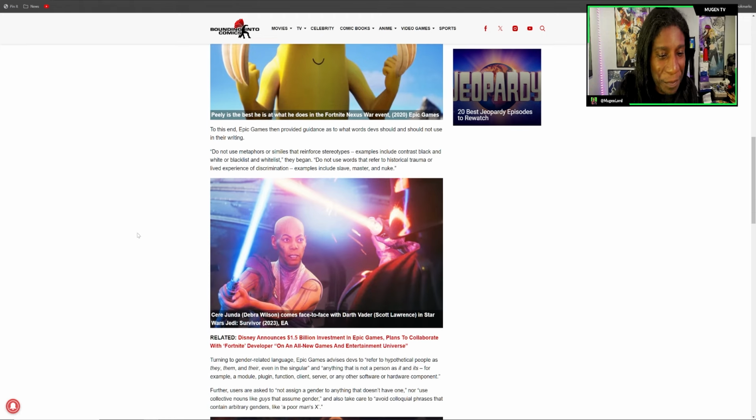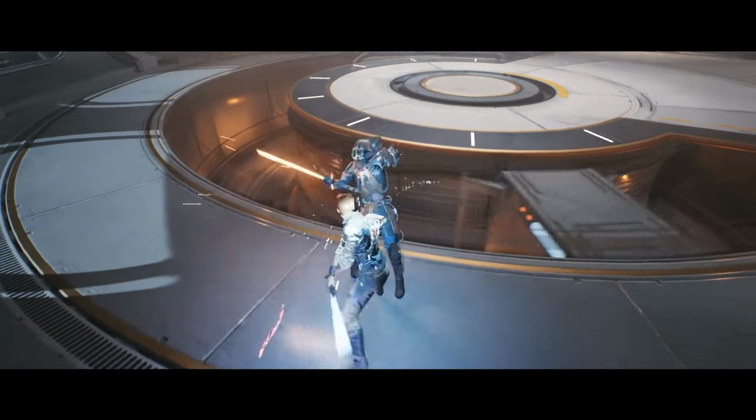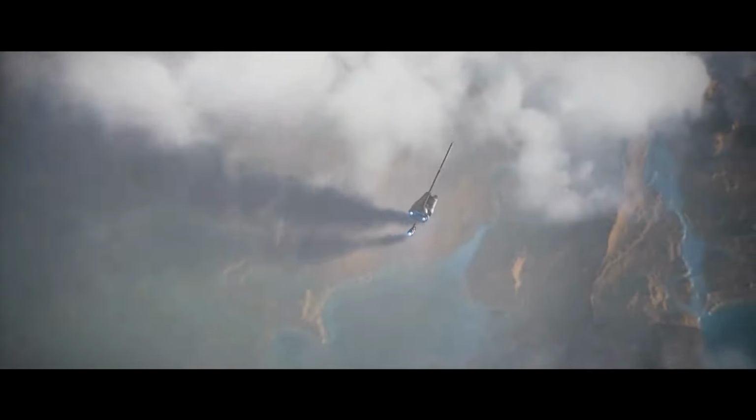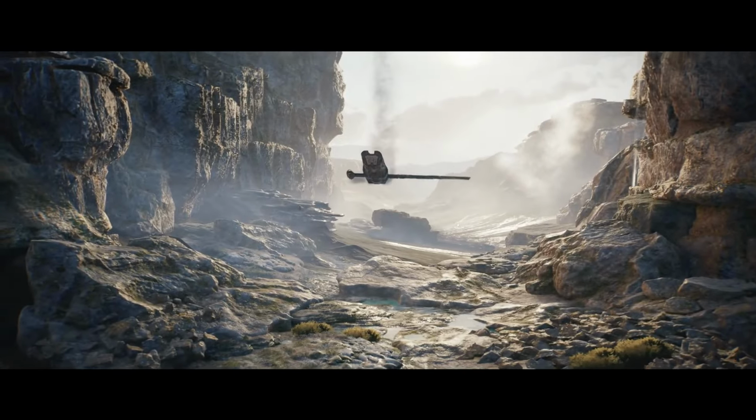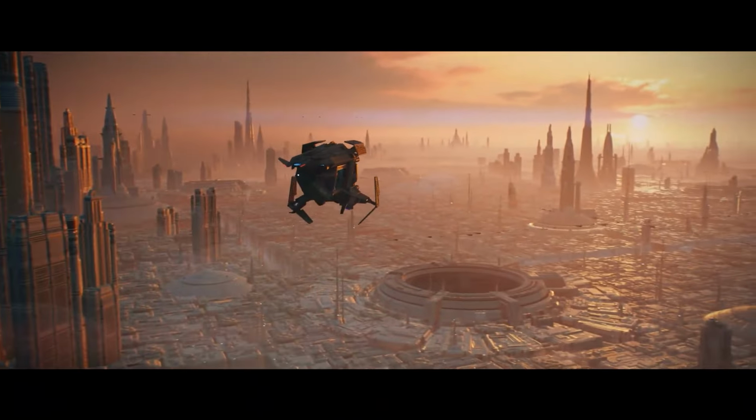So moving forward, to this end, Epic Games then provides guidance as to what words devs should and should not use in their writing. Do not use metaphors or similes that reinforce stereotypes. Jesus Christ. Examples include contrast black and white, or blacklist and whitelist, they begin with. That doesn't make any sense.